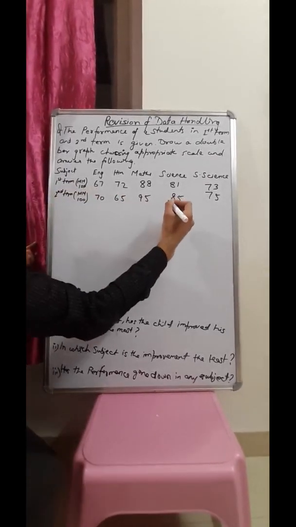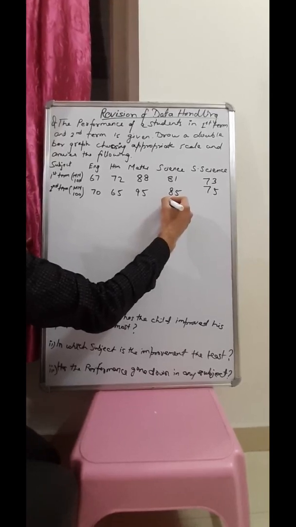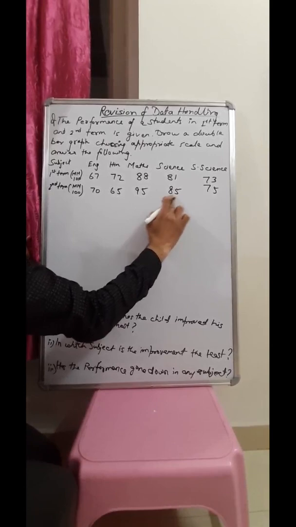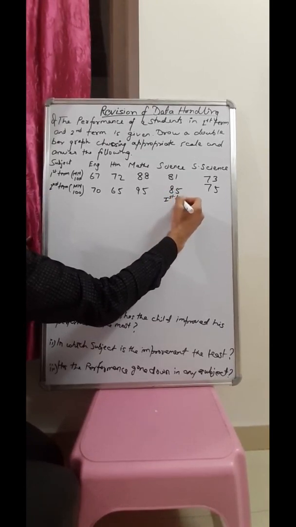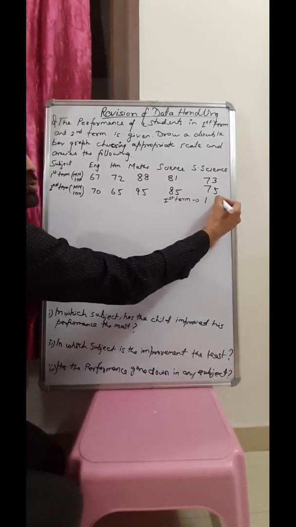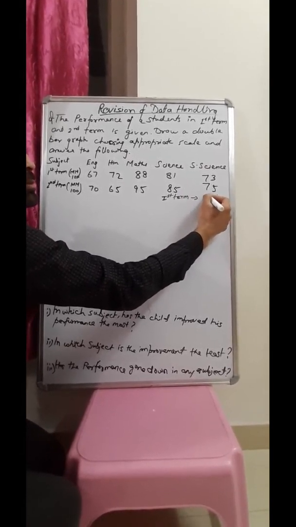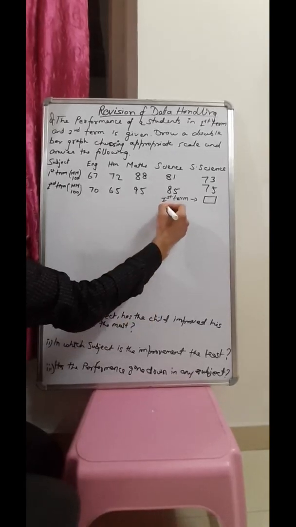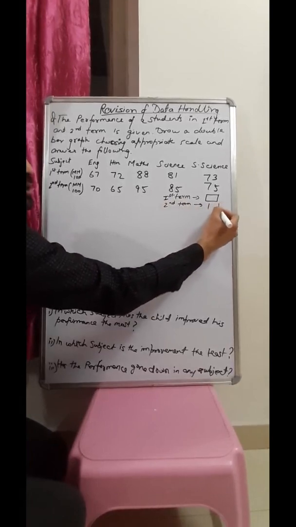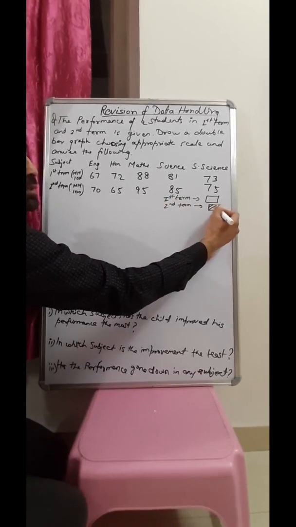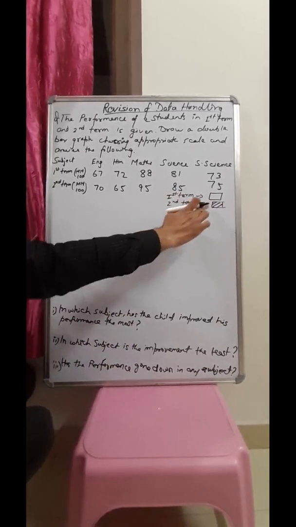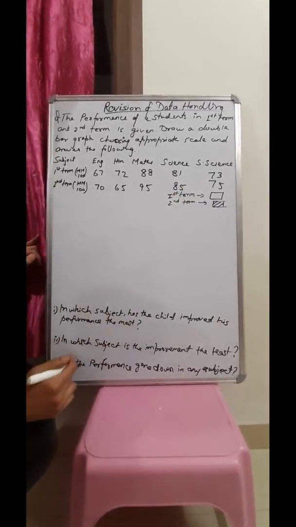So first we have to denote the first term marks. How are we going to show the first term marks in a bar? For that we can use a plain bar, and for second term we can use a shaded bar. So first term we can use a blank bar, and second term we can use a shaded bar.